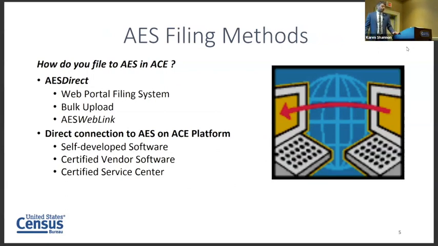All right, so what are those different options? That was the first step. As the export community, you have these three different options. We break them into two separate categories. The first one starts off with AES Direct. Probably the most popular form of AES Direct is our web portal filing application. That's what we'll be going through as a live demonstration today.